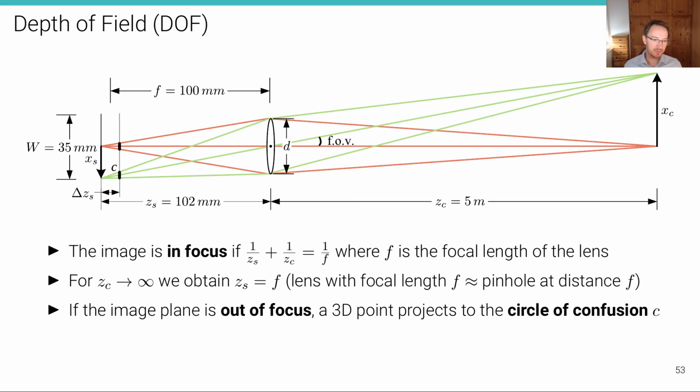So here's another illustration of this. The image here on the left is in focus, in this case here, if this relationship holds, where f is the focal length of the lens. And for this distance of the 3D point towards infinity, we obtain, in this expression here, cs equal f. So a lens with focal length f is approximately a pinhole at distance f.